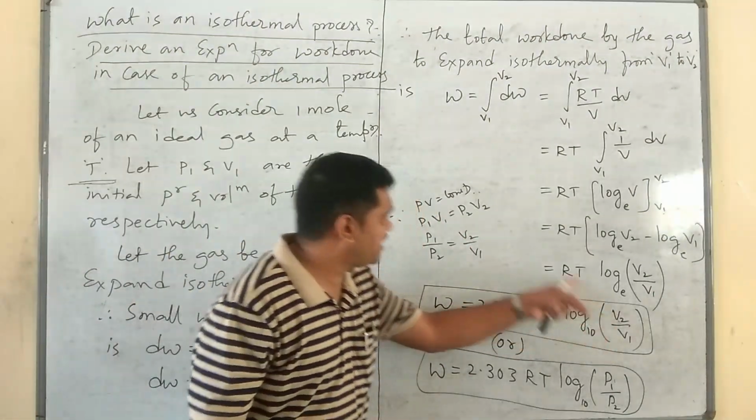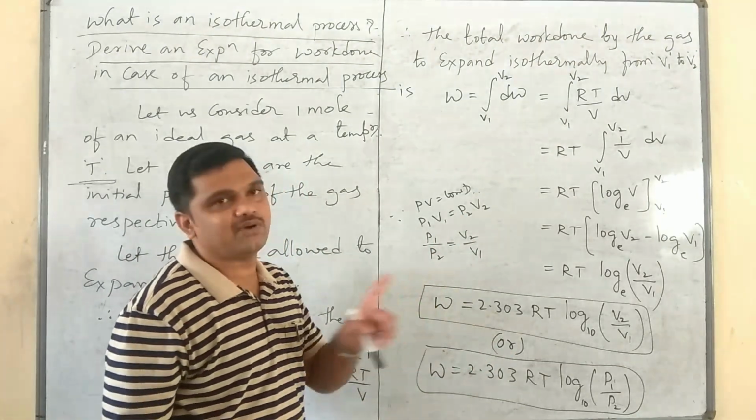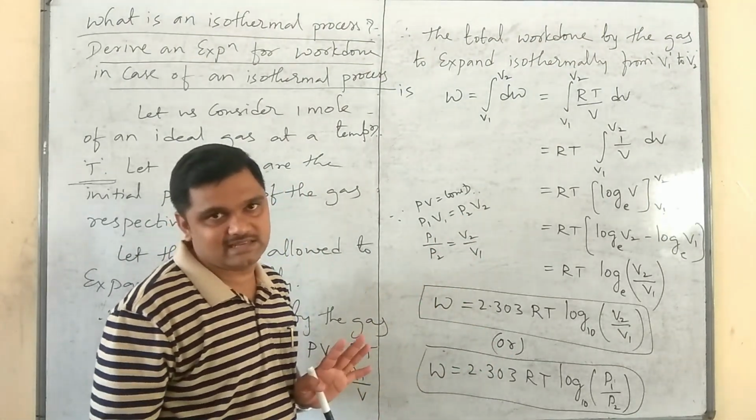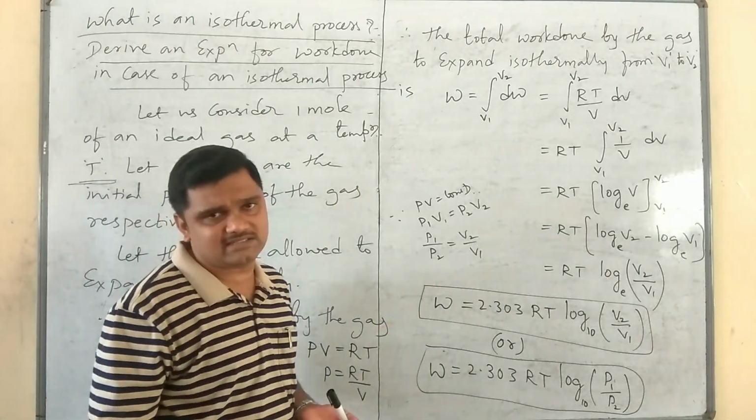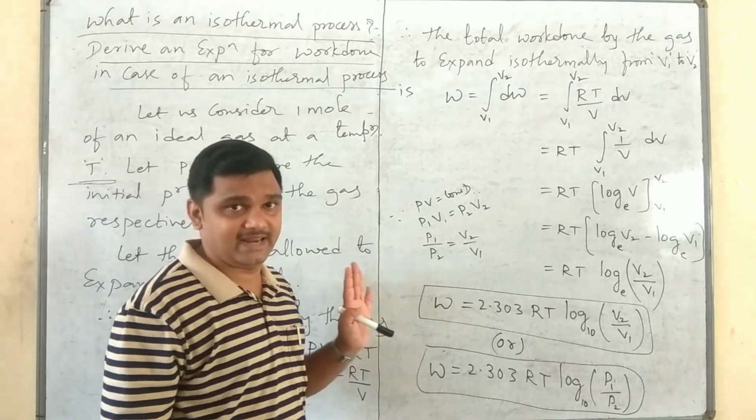In place of V2 by V1, we can also write P1 by P2. This is for 1 mole of an ideal gas. For n moles of ideal gas, we have to multiply this equation by n.